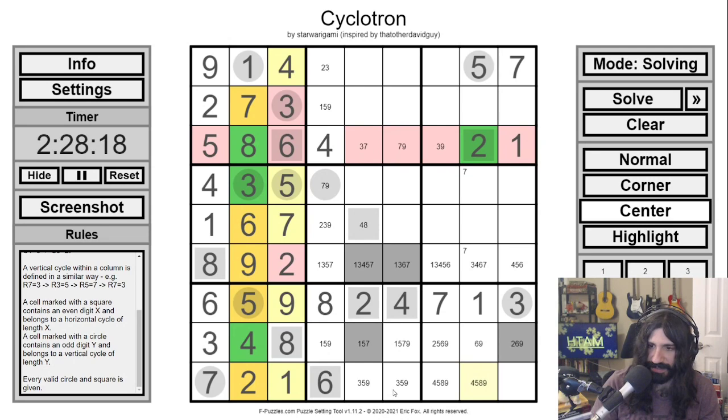3, 4, 5, 8, 9. Can't be a 3. This can't be a 9 because it's self-referential. This can't be an 8. Oh, wait. But we don't know what the 6 cycle is, so those things can be self-referential. That's not an issue. Never mind.